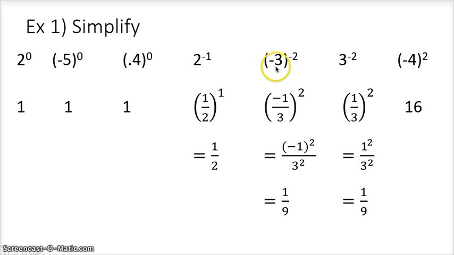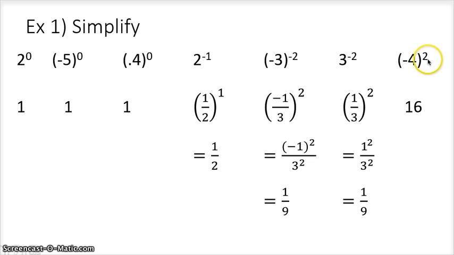So let's look at the next question. So we had negative 3 to the negative 2, and now we have 3 to the negative 2. So 3 flips, it becomes 1 over 3, and it's to the positive 2. So 1 squared over 3 squared is 1 over 9. So we get the same answer. Okay, so notice the sign between your bases flipping does not change. Only the exponent changes when you flip.